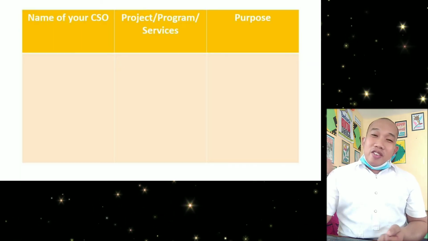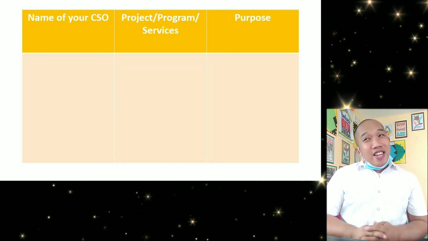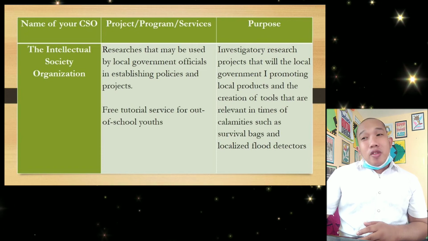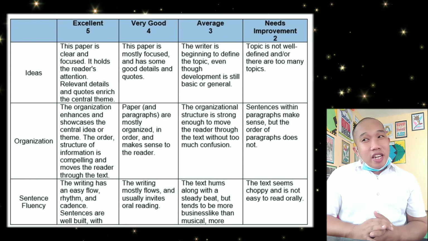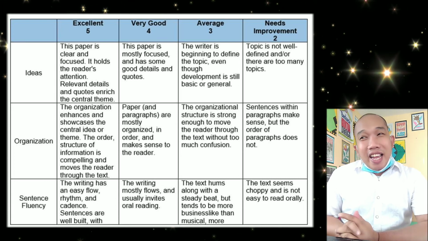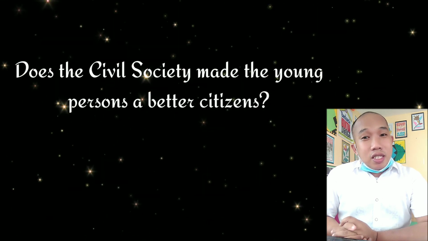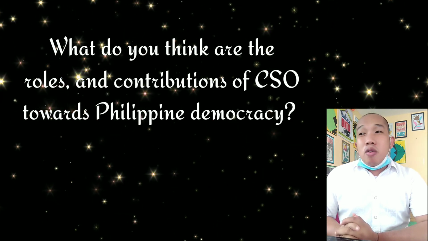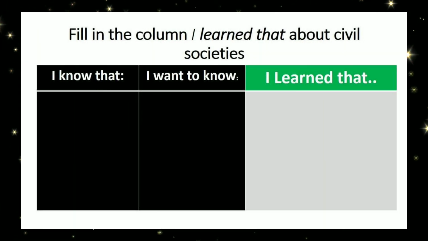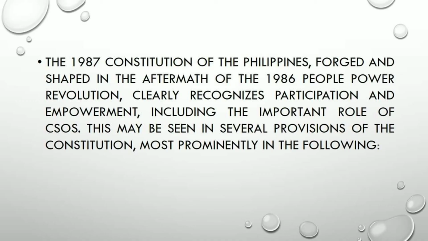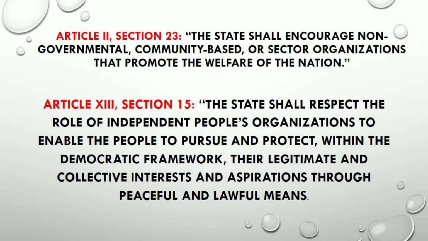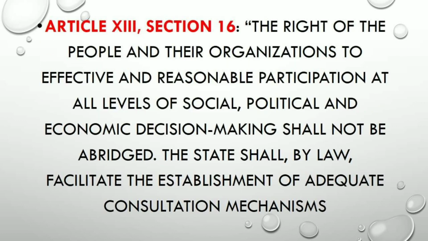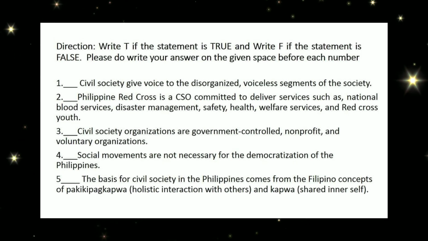So this is the format. You're going to write your CSO's name, including your programs and services and the purpose. This is the example. You will be graded based on the rubric: ideas, organization, and sentence fluency. So class, be guided by our rubrics. After that, you're going to answer this: does civil society need young people as better citizens? Next, what do you think are the role and contributions of civil societies towards Philippine democracy? This time you're going to fill in the column on what I learned about civil societies. And lastly, answer the assessment and follow the instructions properly.